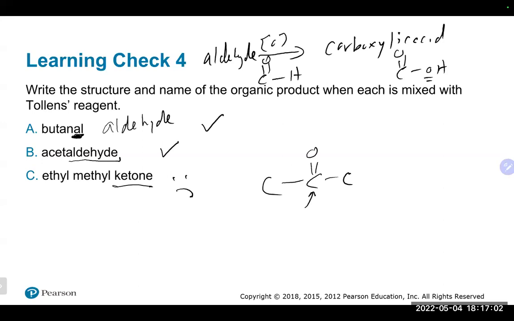Any questions on that test there? All right. Before we wrap up this chapter completely, I do want to talk about two other types of reactions that aldehydes and ketones undergo, just to say we did, I suppose.